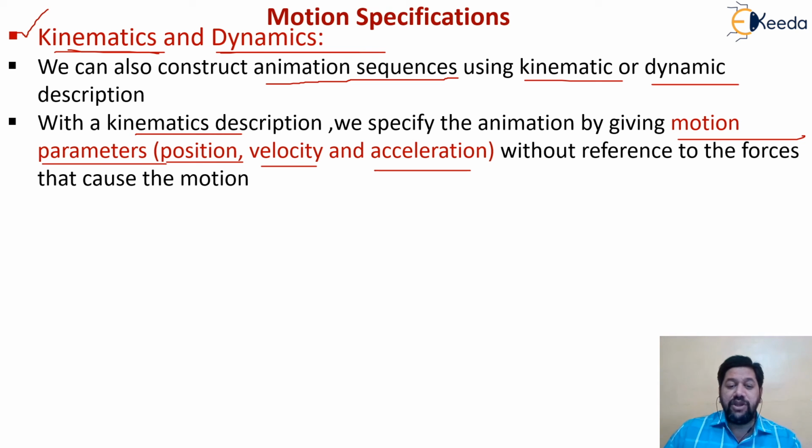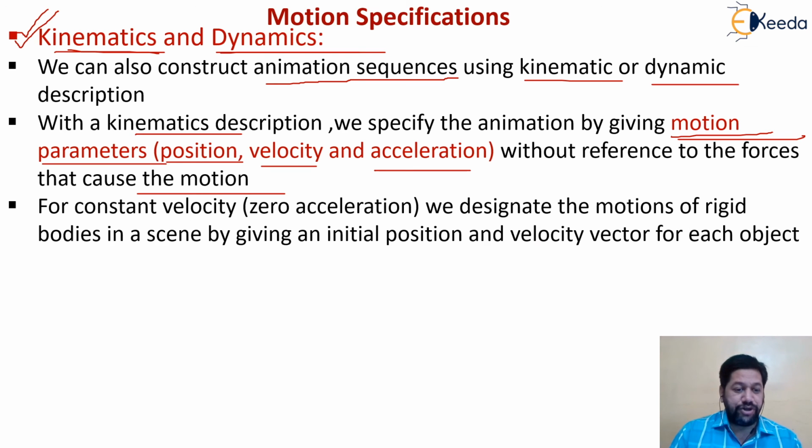So if I specify these parameters, I'm taking the help of kinematic parameters without reference to the forces that cause the motion. I'm not going to consider the forces in the direct motion specification, or the forces which are applied or which cause the motion. Rather, I consider the motion parameters in the kinematic description, such as position, velocity, and acceleration.